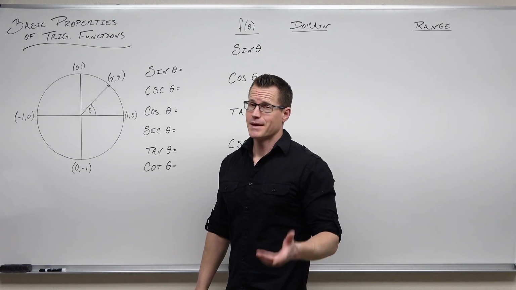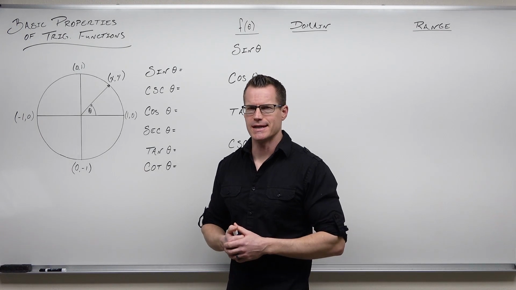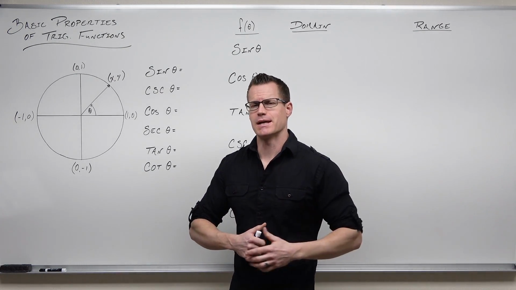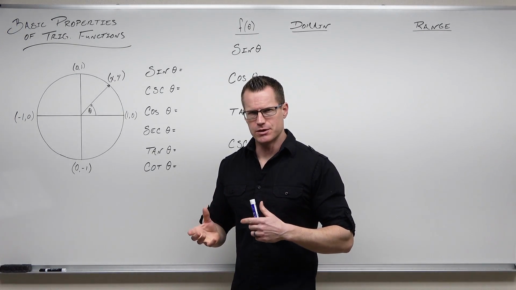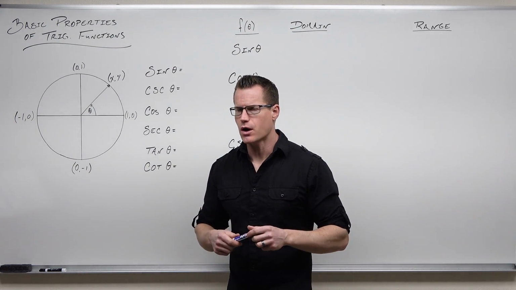Welcome to another video. In this video, we're going to talk about some of the basic properties of trig functions: sine, cosine, tangent, cosecant, secant, and cotangent. Just as they relate to each other, start building some of these ideas called identities. And toward the end of this video, we're going to start talking about that.